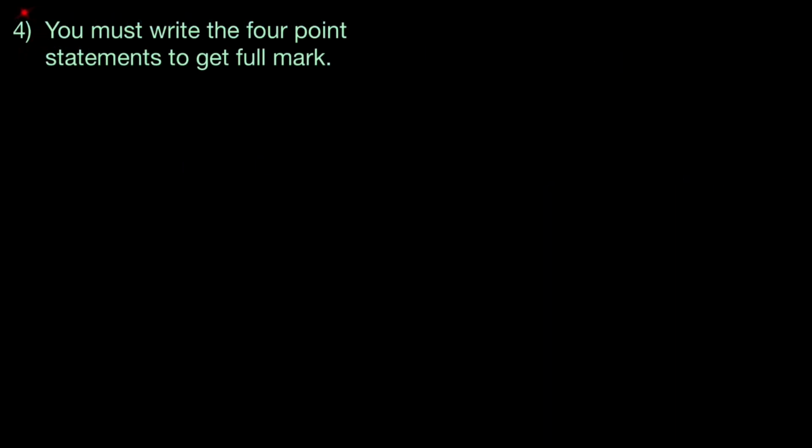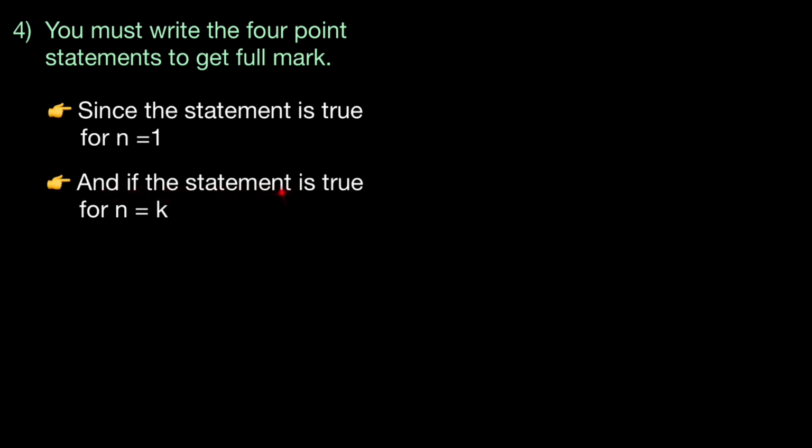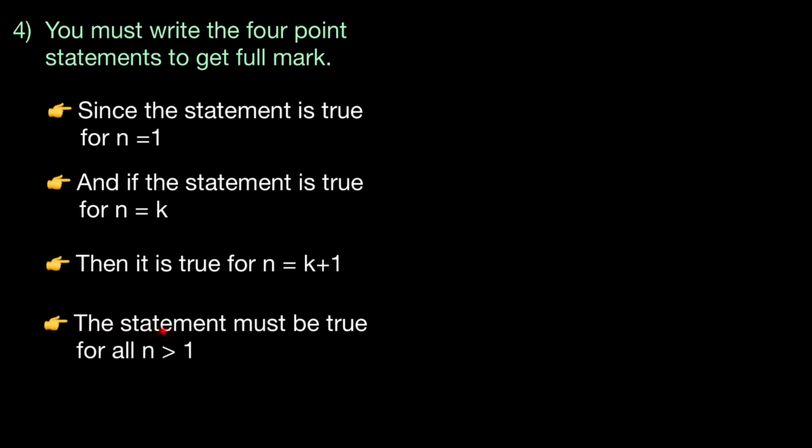Finally, we need to do operation 4, where we must write the 4-point statements to get the full mark. The first one being, since the statement is true for n equals 1, we must write that down, followed by, and if the statement is true for n equals k, we must write it down, followed by, then it is true for n equals k+1, followed by, the statement must be true for all n greater than or equal to 1. All of these 4 statements must be written down to get the full mark.